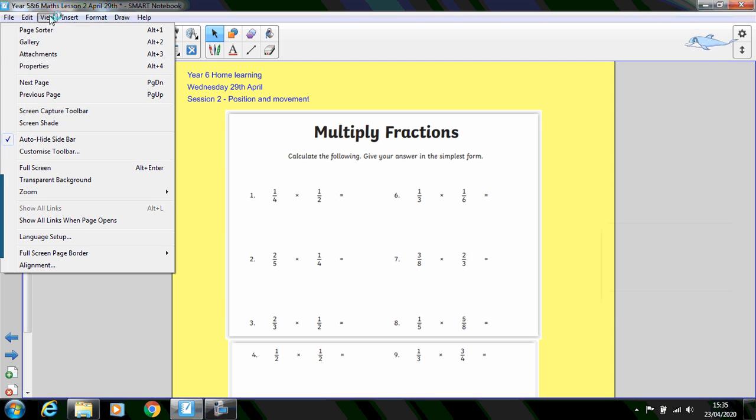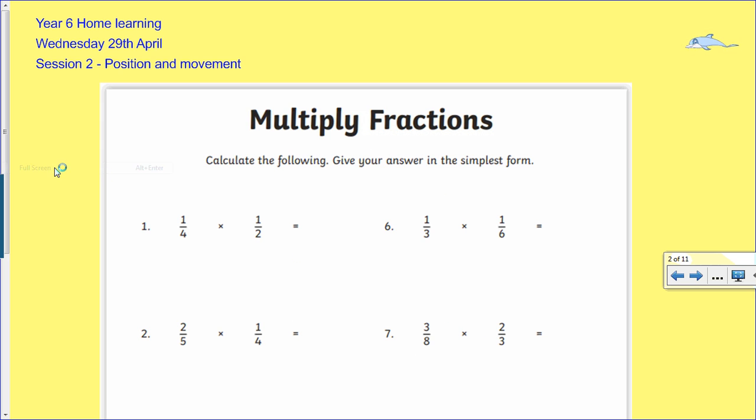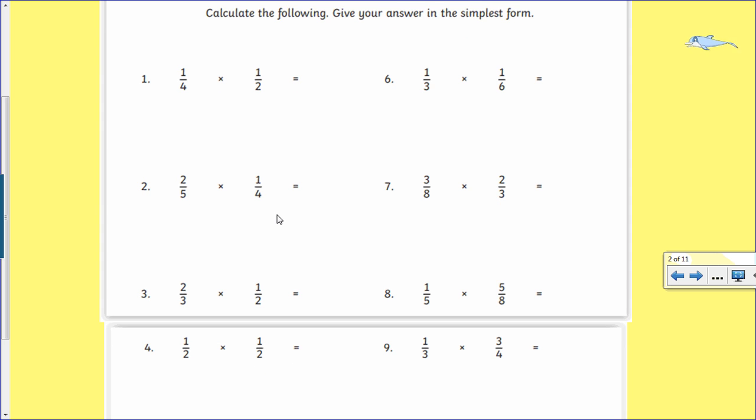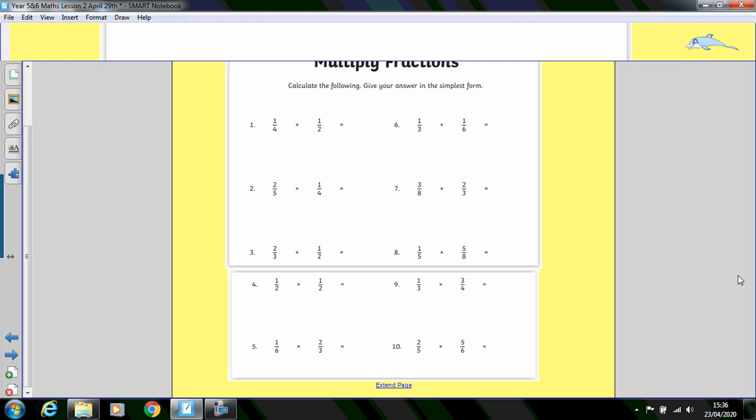So I just go to view and full screen. We should be able to see them a little bit more clearly. I would like you to press pause on your video now and have a go at them, and I'll come back in around about 2 or 3 minutes.